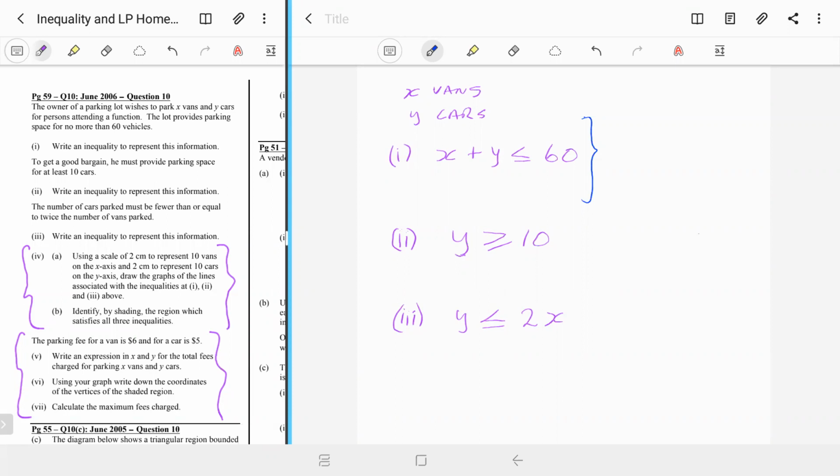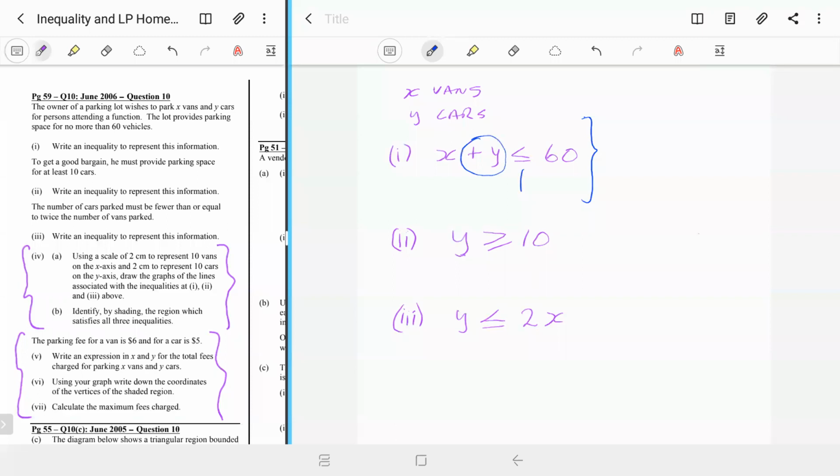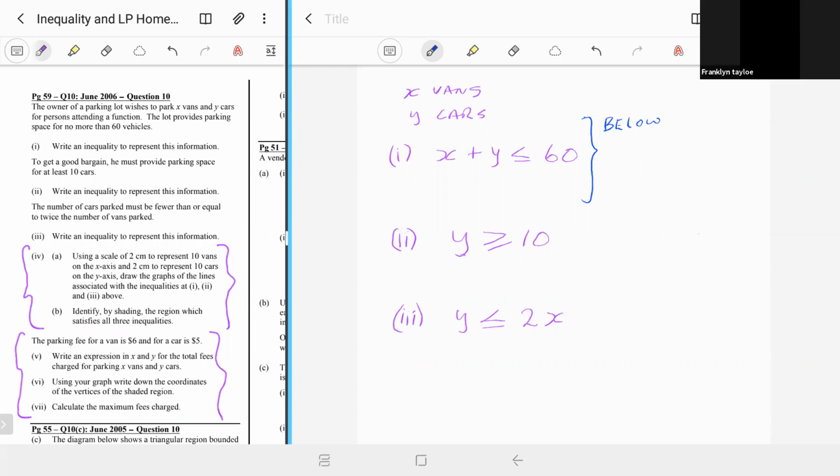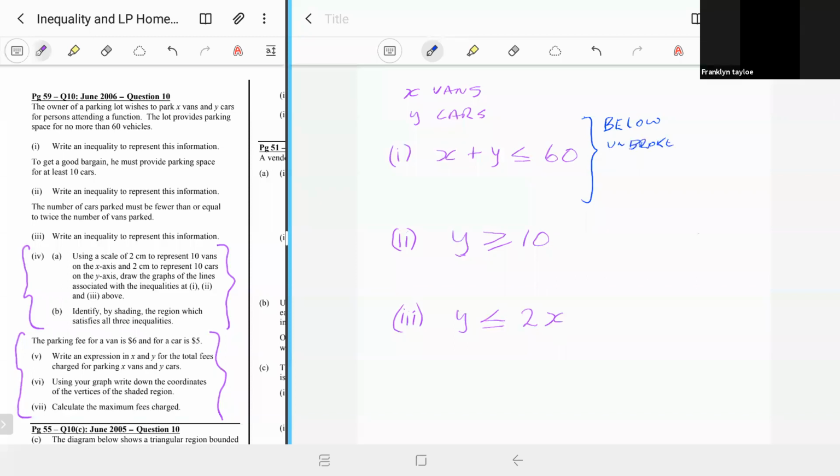So the first thing: whatever is positive, the less than means below. So we're going below. And then broken or unbroken? Unbroken, because the equal is there. So you want a solid line. The line is a part of the inequality, so you're going to go unbroken.